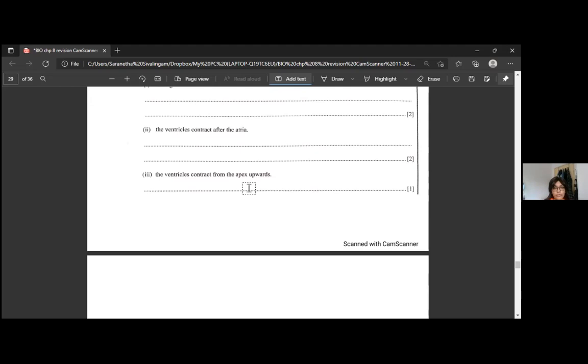And why do the ventricles contract from the apex upwards? So this one is because, as we saw in the structure of the heart earlier, the Purkinje fibers leave the bundle of His at the apex, and they branch to the ventricle walls upwards. So the only way it can contract is to contract upwards. And this is the answer.